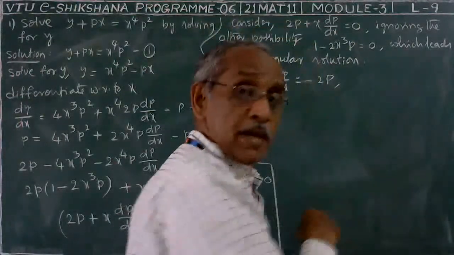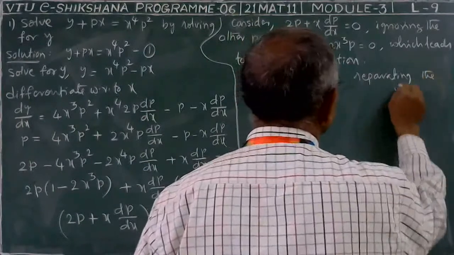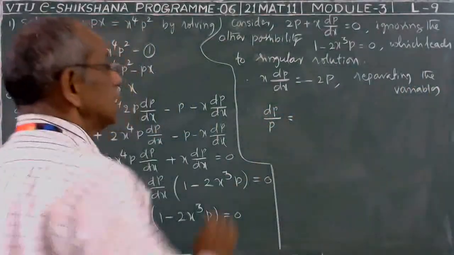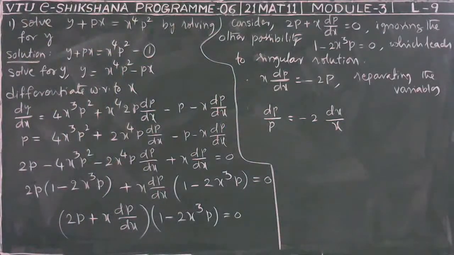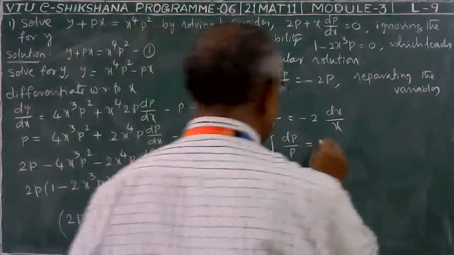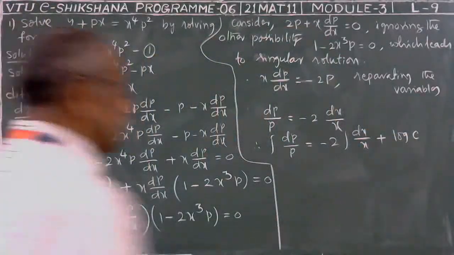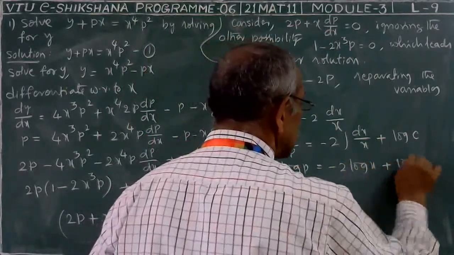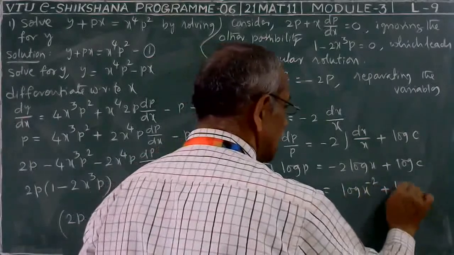This is a first order ODE in terms of x and p. Separating the variables, we get dp by p is equal to minus 2 dx by x. So therefore the solution is integration of each side. Integral dp by p is equal to minus 2 integral dx by x plus integral constant. Let me take it as log c. So log p is equal to minus 2 log x plus log c, or log x power minus 2 plus log c.